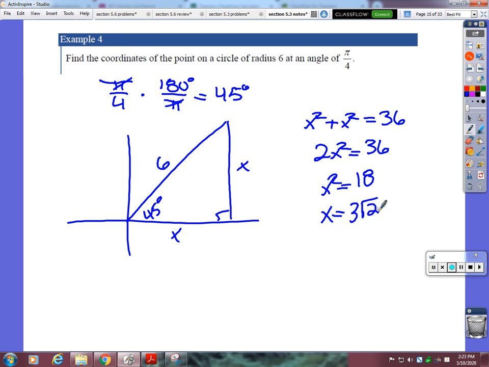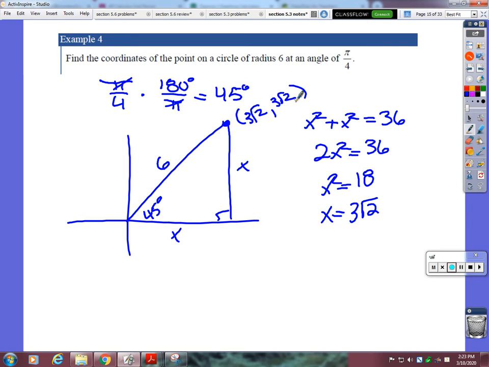Okay? So what are the coordinates of this point right there? How far to the right from here did I have to go to get right underneath this? 3 root 2. How far up did I go? 3 root 2. So the coordinates of that point are 3 root 2, 3 root 2.